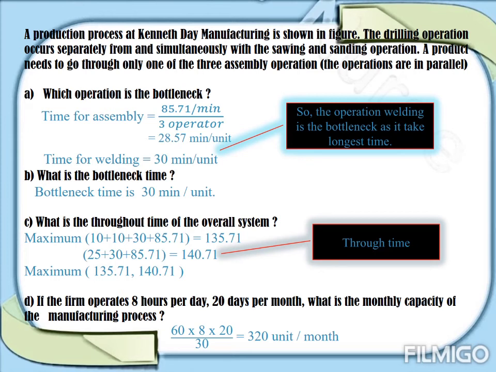Now we move on to our next question, which is: what is the bottleneck time? For the first question, the bottleneck operation is the welding. At the same time, the bottleneck time is the welding consumption time, which is 30 minutes per unit. So the second answer will be 30 minutes per unit. Next, C: what is the throughput time of the overall system?